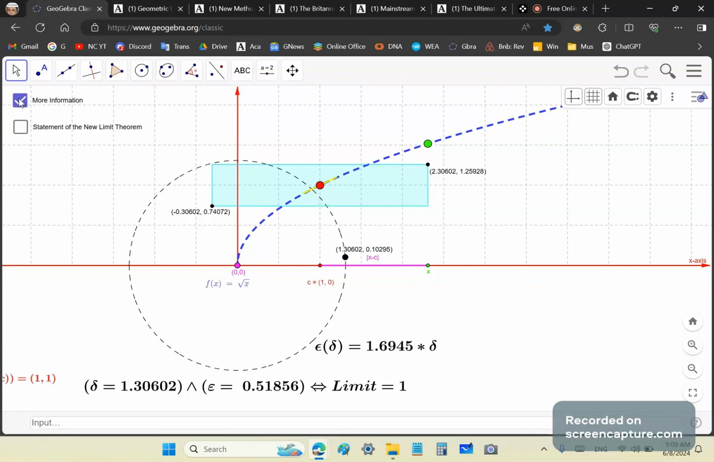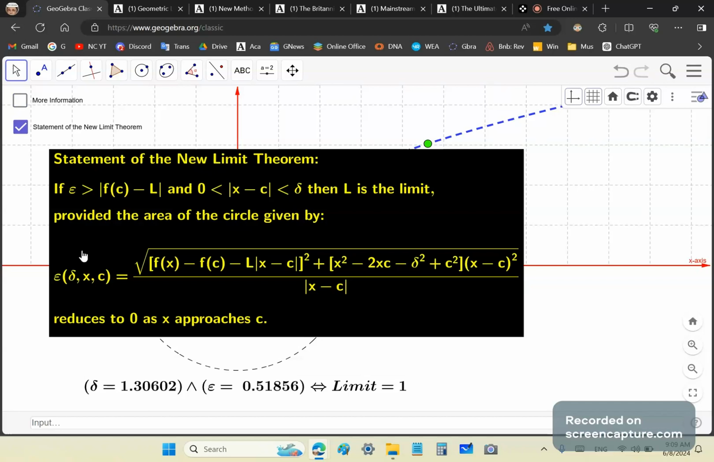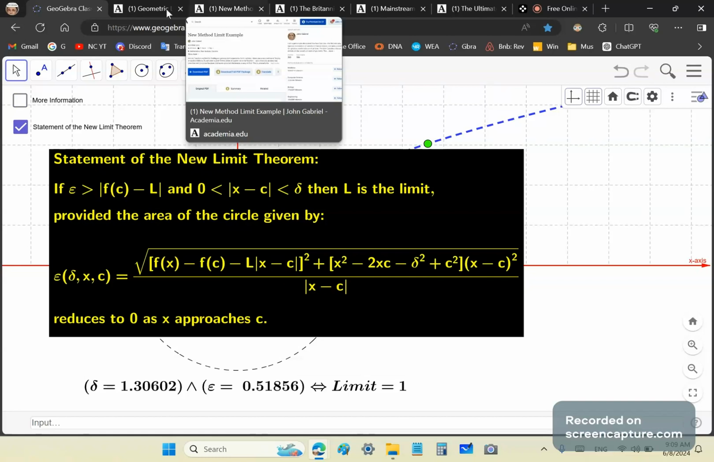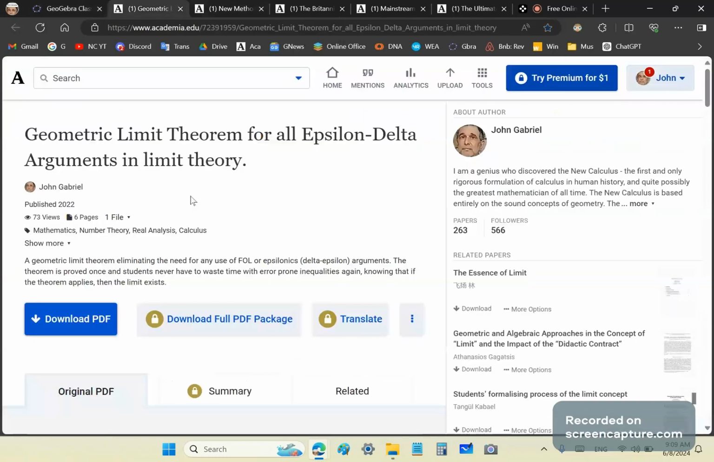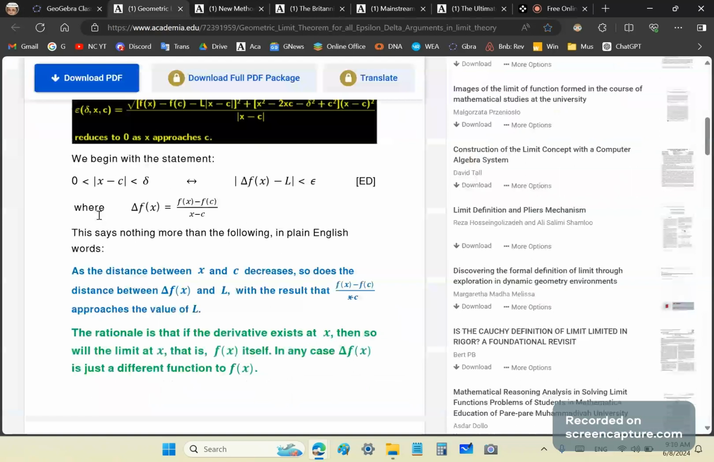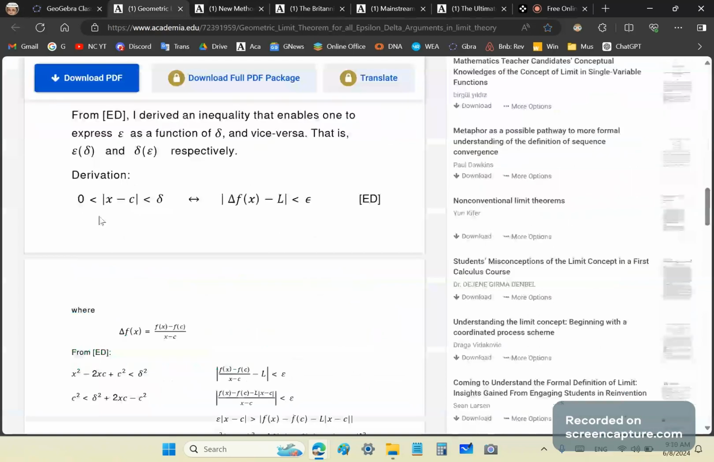So the statement of the theorem is this. It says that if epsilon is greater than this distance and delta is greater than this distance, then L is the limit provided the area of this circle here reduces to zero as x approaches c. And I will explain that in a moment. If you want the complete proof of that, you will come to this link, which I will place in the details section, and you'll see the entire proof of it.